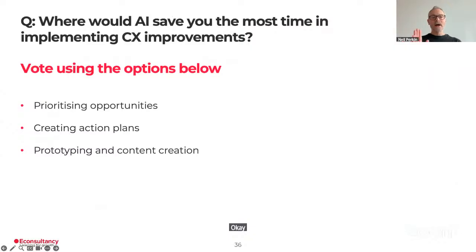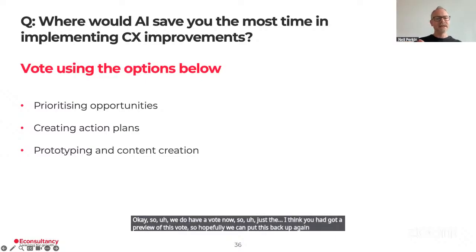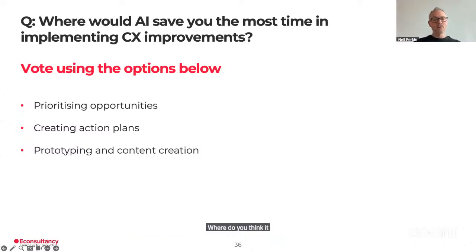Okay, so we do have a vote now. So I think you have got a preview of this vote, so hopefully we can put this back up again. So the question is, where do you think AI is going to potentially save you the most time? So given all of those different scenarios that we've looked at, where do you think it might actually save you the most time? I think we're just popping the right poll up right now. Just give it a second.